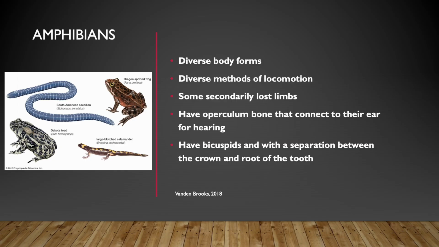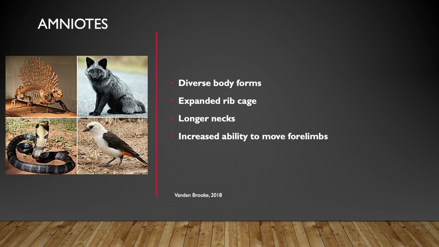Amphibians are very diverse in their body form and their locomotion. There are frogs that have different fore and hind leg lengths that are used for walking, hopping, or swimming. There are salamanders that have their legs out to the side and walk or run in an undulating manner. And there are even legless amphibians that move more like a snake or a worm. They share the traits of an operculum bone attached to their ear to help them take in sound through their tympanic membrane. They also share the trait of having bicuspid teeth that have a crown and the root being separate. Citation Vandenbroek 2018.